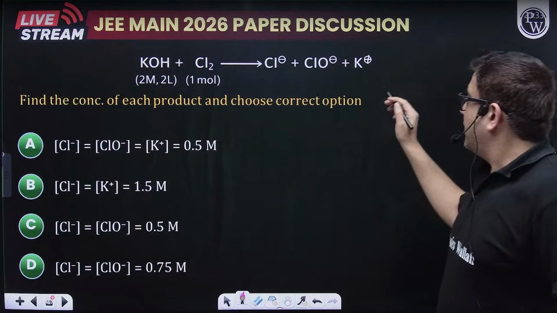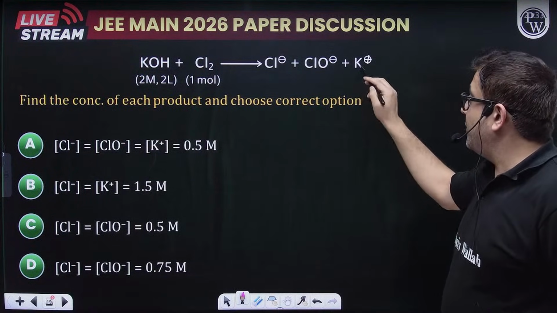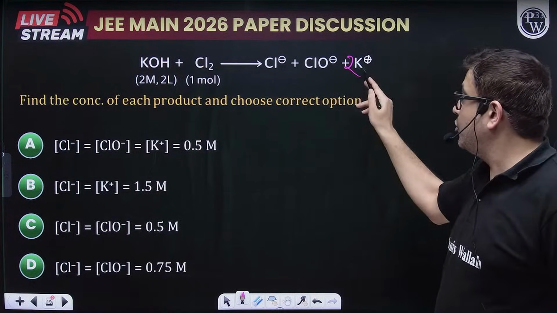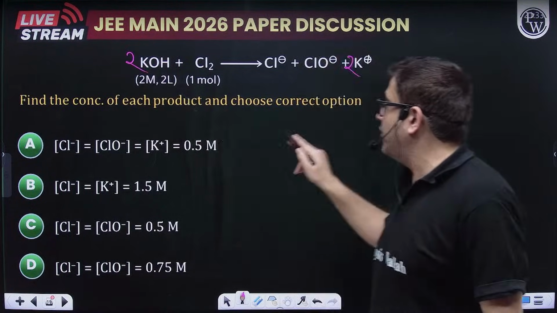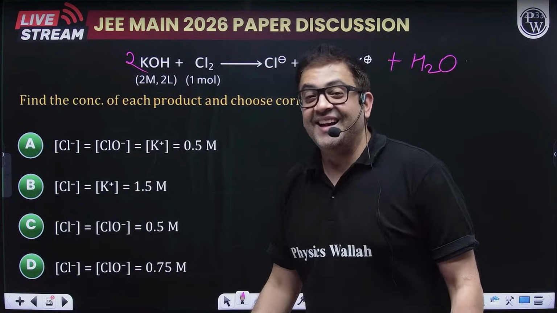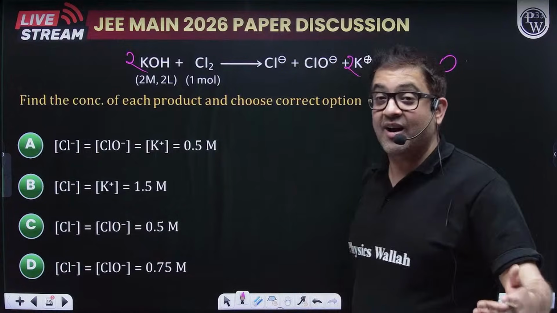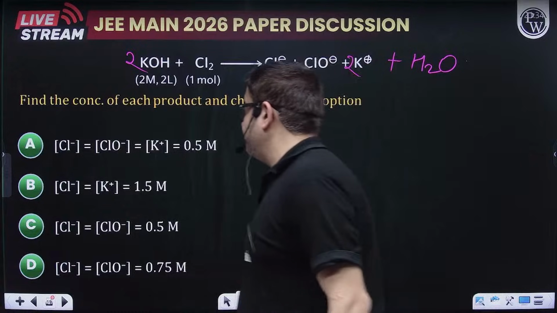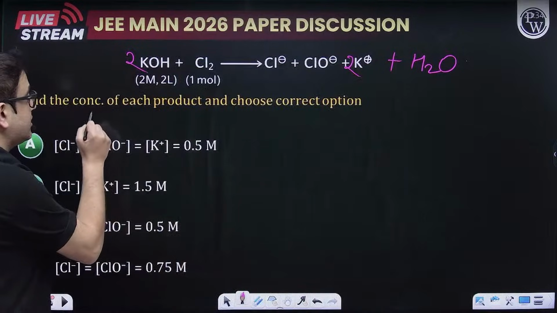Why? Because here charge is not balanced. So if you balance charge, what you'll write? 2 over here. Now charge is balanced. So if 2 is over here, so 2 will be coming over here. So just a water molecule will balance your reaction. So now do the stoichiometry. Sir, how? Molarity and volume are given. So calculate moles.